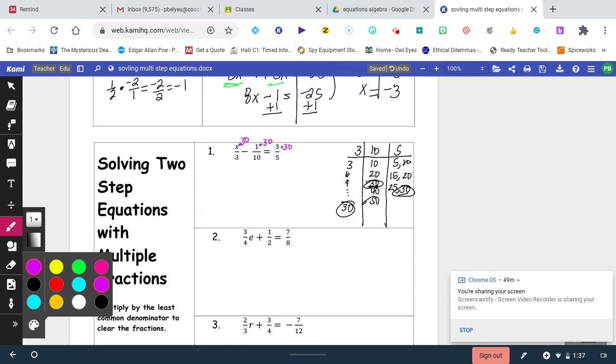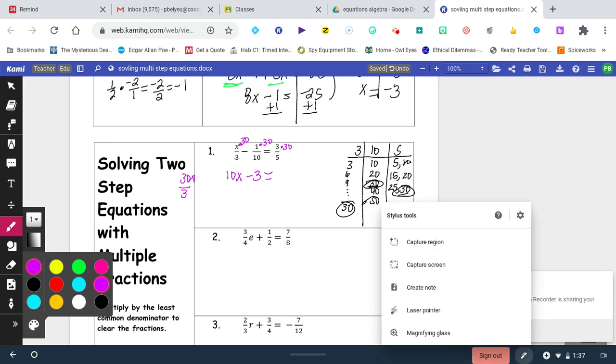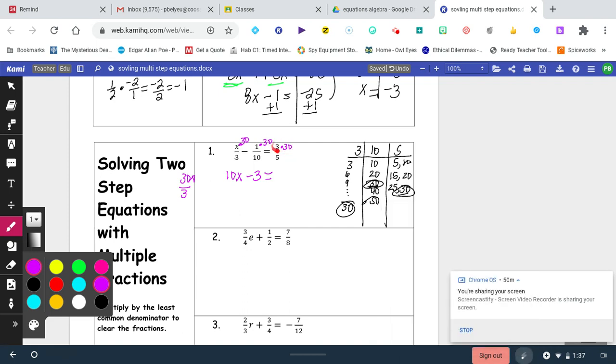So basically, you could just look at the top part and say, okay, this is 30x. Well, what is 30x divided by 3? 30x divided by 3 is just 10x. So here I get 10x. You don't have to cross cancel. Then you could look at this. That would give me 30 on the top. Well, what's 30 divided by 10? That's 3. So you just put your minus 3. And some people are going to look at this part. That's 3 times 30, which is 90. Well, what's 90 divided by 5? 90 divided by 5 is 18.